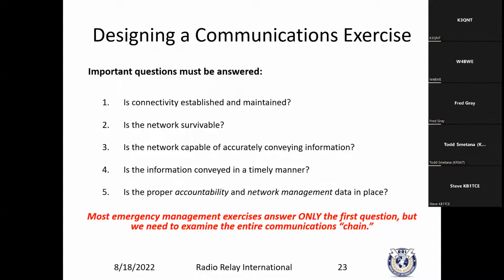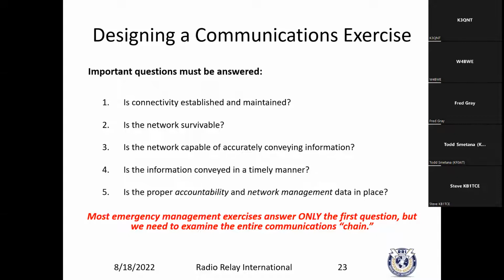Finally, we wanted to see if proper accountability and network management data was in place. Okay, again, accountability is critical to the disaster telecommunications process and the emergency management process. So we wanted to look at that as well. So these are the 5 questions that we felt had to be answered in both designing the exercise and designing the evaluation process to answer all of these questions. Okay, I'd like you guys to think about this when you design a disaster or an emergency communications exercise for your ARES group or your state section, whatever.